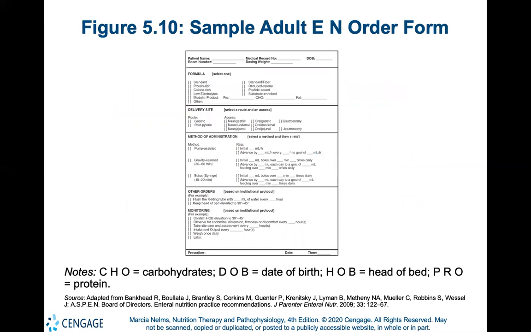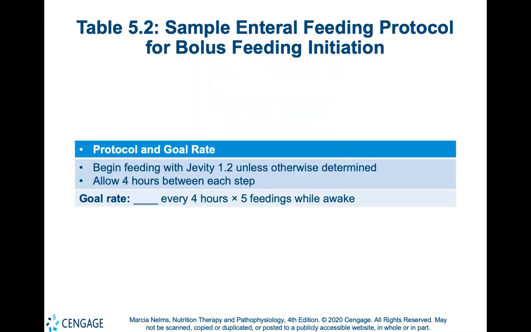Figure 5.10 is a sample of an adult enteral order form. This can be found on page 105. Table 5.2 is a sample enteral feeding protocol for bolus feeding initiation. So, protocol and goal rate: begin feeding with Jevity 1.2 unless otherwise determined. Allow 4 hours between each step. Goal rate, let's say 60 milliliters per hour, 4 hours, times 5 feedings while awake. This is just an example.